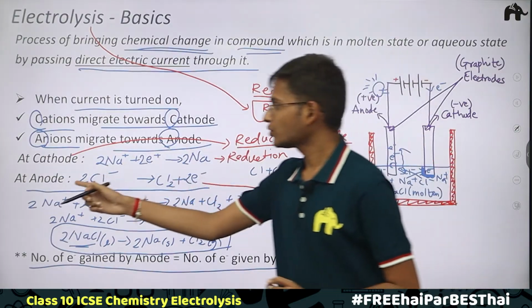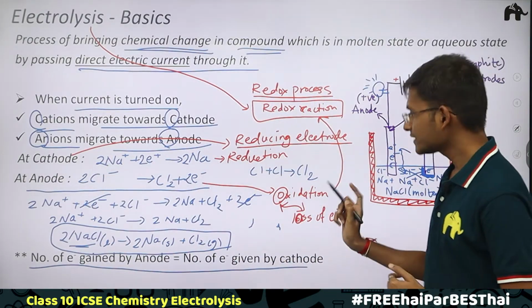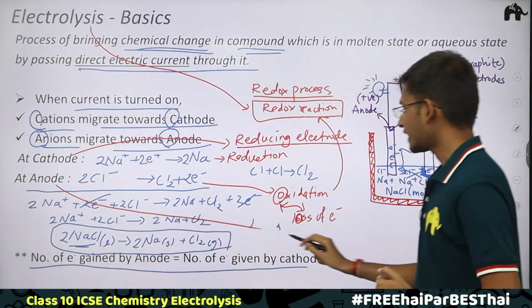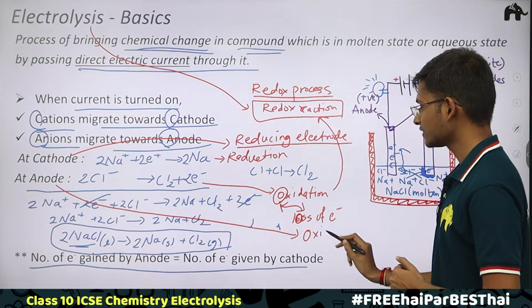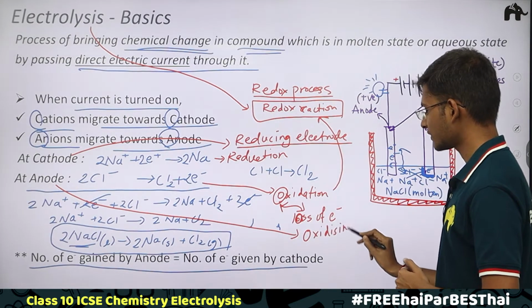Okay, and at the anode, oxidation always takes place. That's why we call the anode the oxidizing electrode.